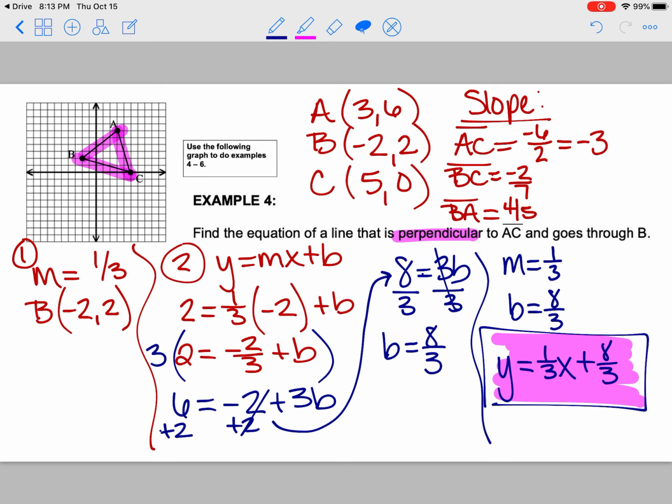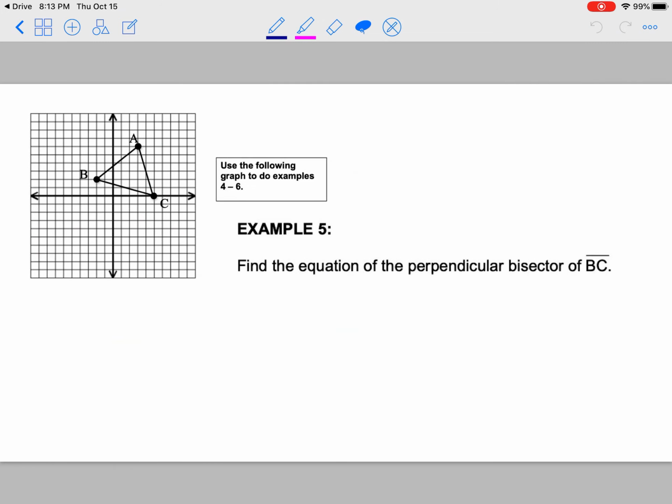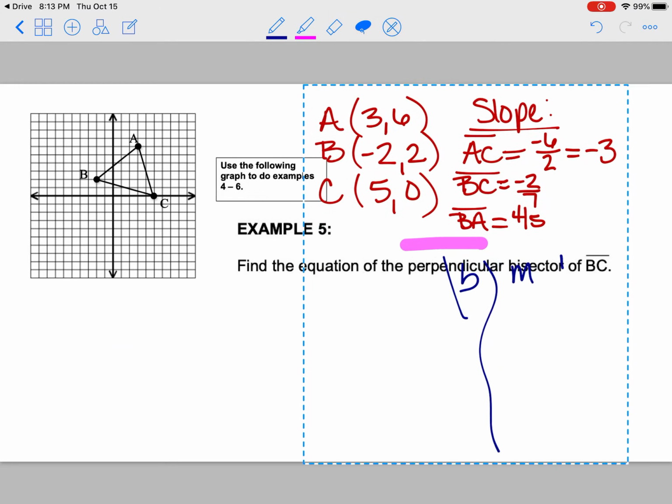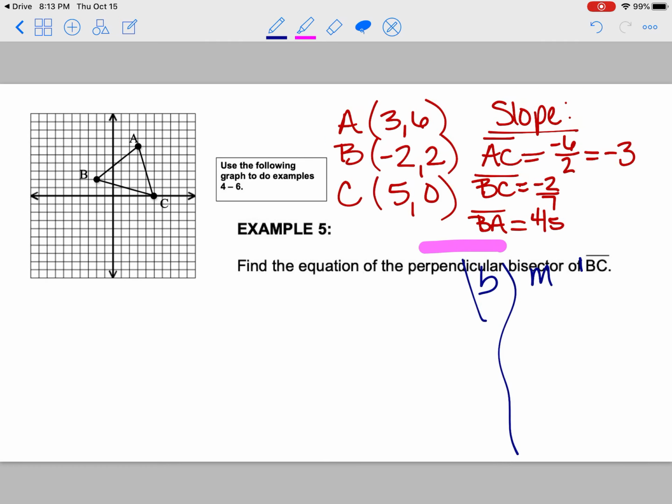Okay, let's look at 5. I'm going to go ahead and copy all of this over so that we have it. Okay, so now we're looking at an equation of the perpendicular bisector of segment BC.